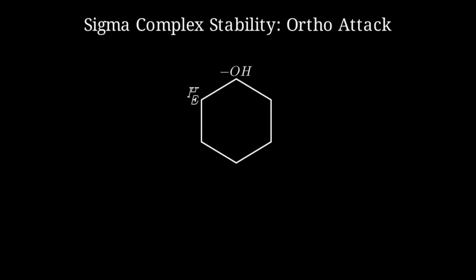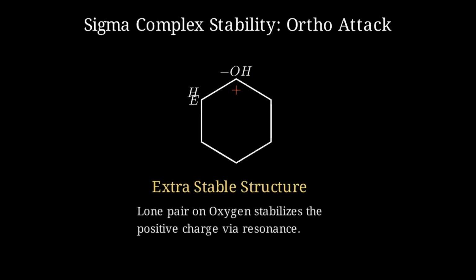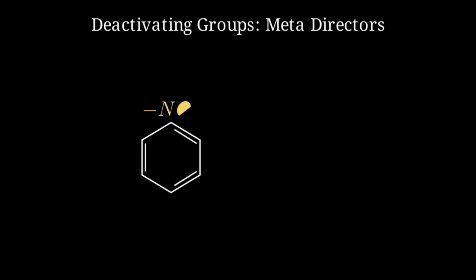When an electrophile attacks the ortho position, the resulting carbocation can be stabilized by the lone pairs of the substituent. This fourth resonance structure provides extra stability, lowering the activation energy for the reaction. Conversely, deactivating groups like the nitro group pull electron density away from the ring.